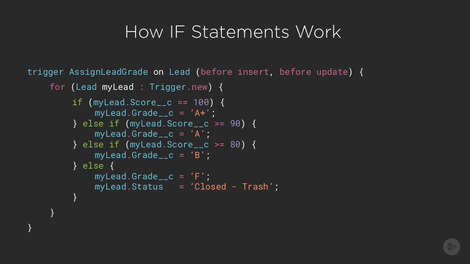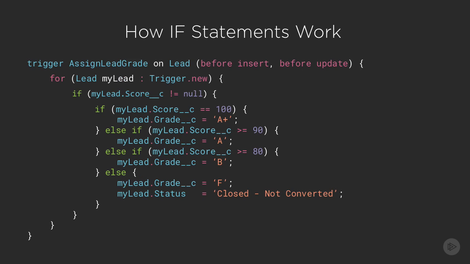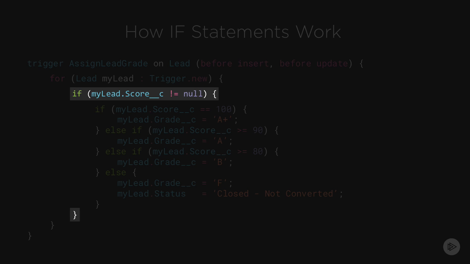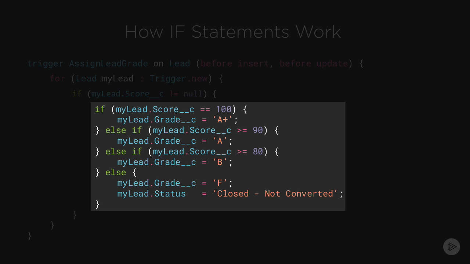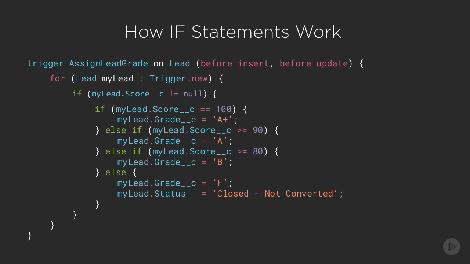But this isn't necessarily true from the point of view of the business. The lead could very well be an A grade lead. We just don't have the information to evaluate this yet. So we need to fix this. To fix this, we use another if statement. This if statement checks to see if the score field is null. If it's not null, we have enough information and we run all our logic. If it is null though, we don't run any of our logic and ultimately make no changes to our lead.